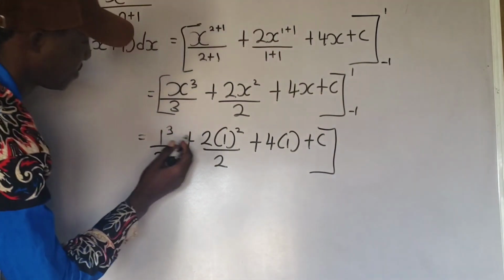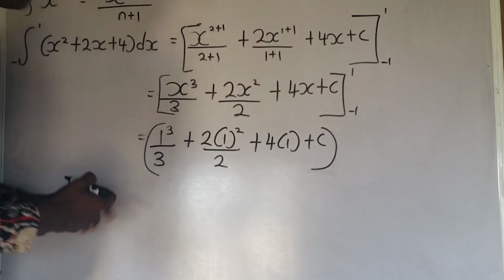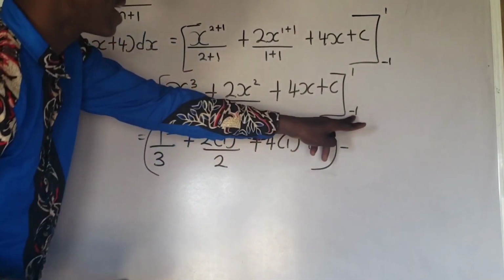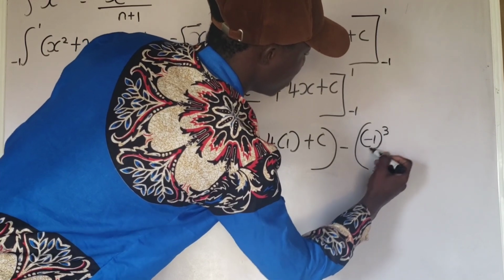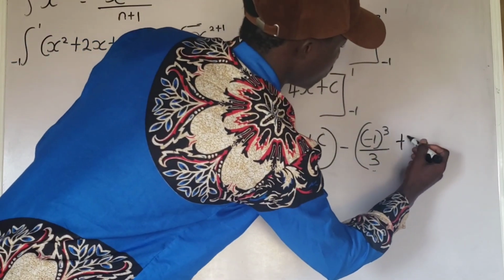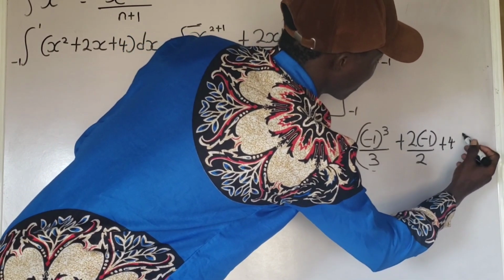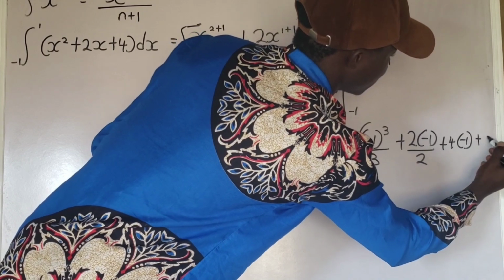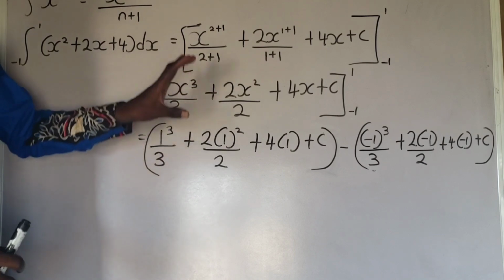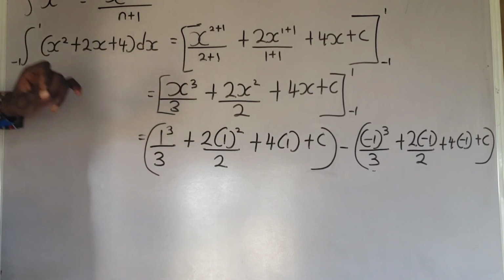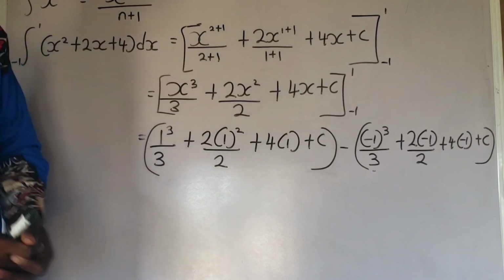Do you understand? Okay, let me put this in a bracket, minus, when x is equal to -1, I'm going to have -1 raised to the power of 3 all over 3 plus 2 into bracket -1 raised to the power of 2 all over 2 plus 4 into bracket -1 plus c. This is what I mean. That is, I'm going to substitute the value of the upper limit and get a value, then subtract the value I get by substituting the lower limit, x equals -1.